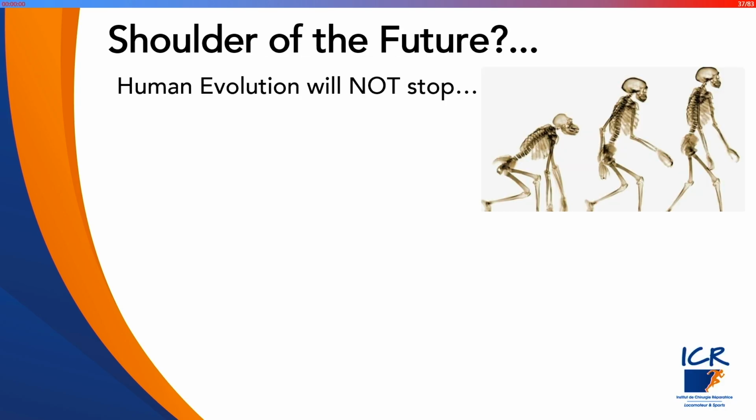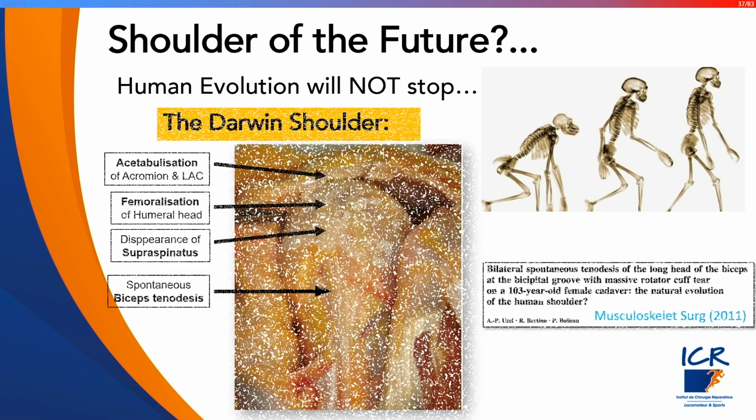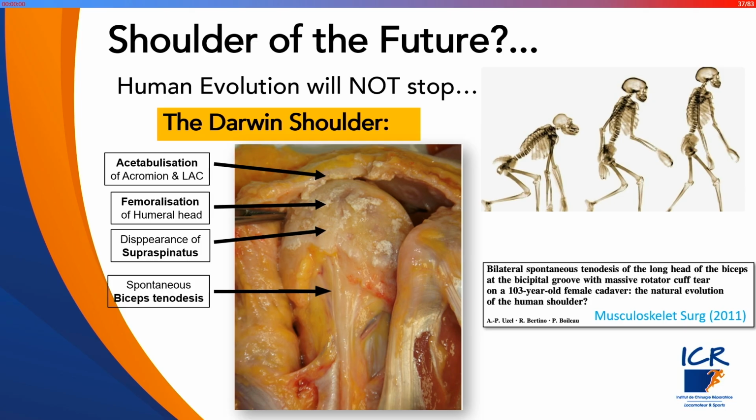Will the evolution of human beings and the evolution of the shoulder stop? Of course, no. So what's going to be? Look at this publication that I made some years ago. We observed in the anatomical lab this patient, 103 years old, and the two shoulders were like this. Complete acetabulization of the acromion and the CA ligament, femorization of the humeral head, disappearance of the supraspinatus and infraspinatus, and spontaneous biceps tenodesis at the top of the groove. And think about it. It could be the evolution of the shoulder in the future.